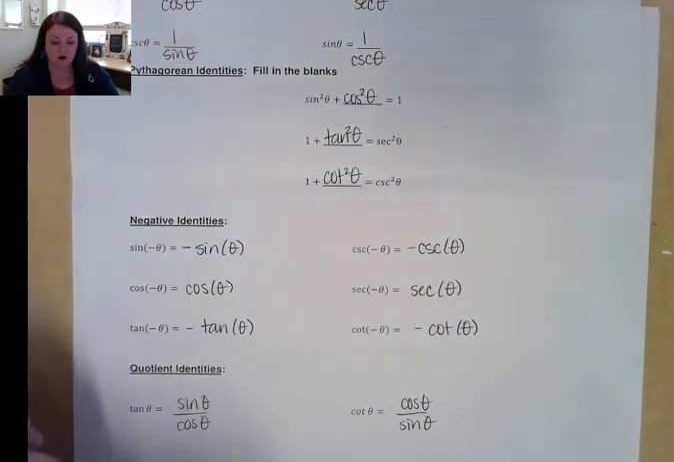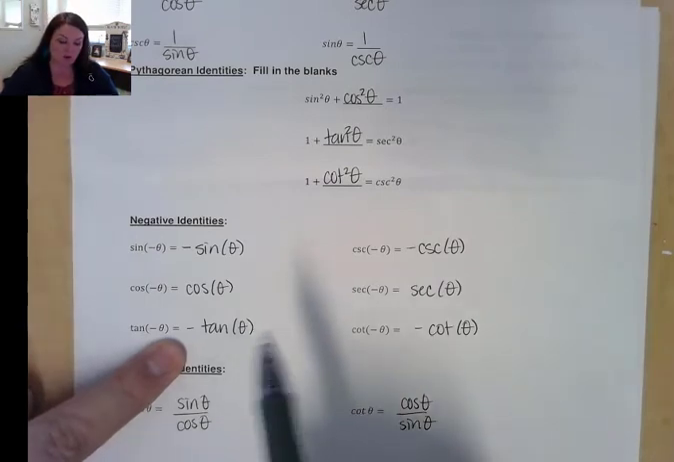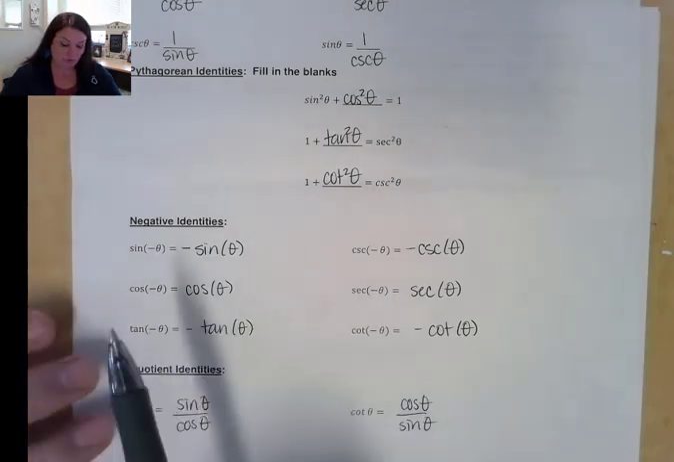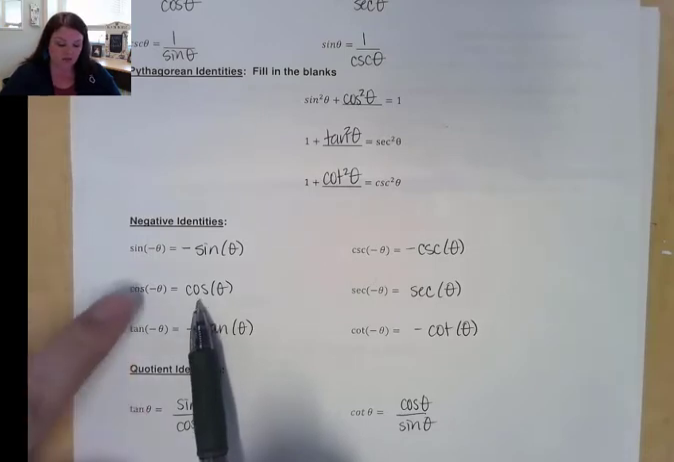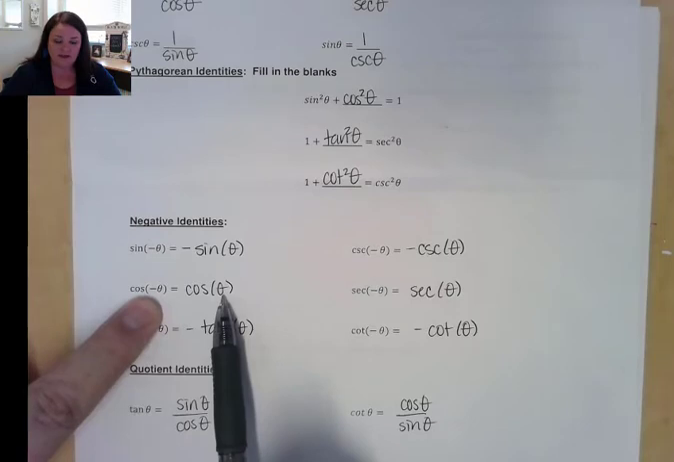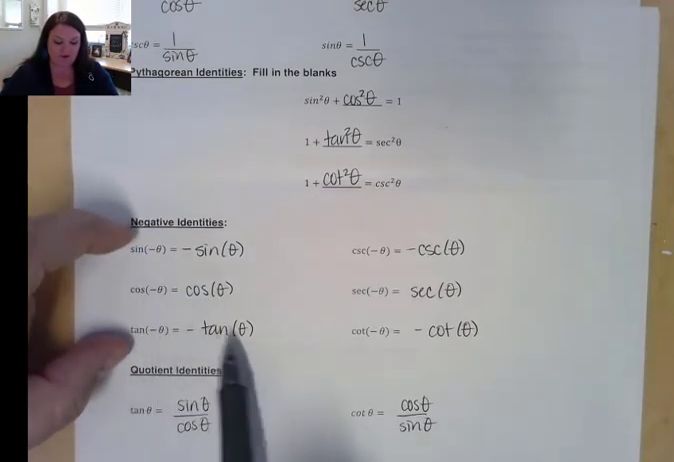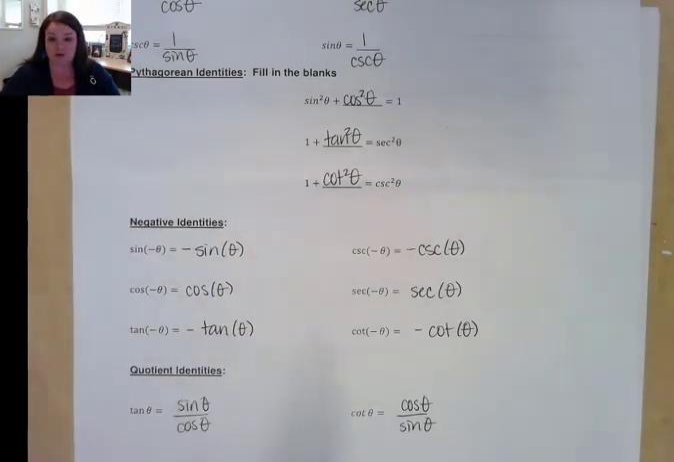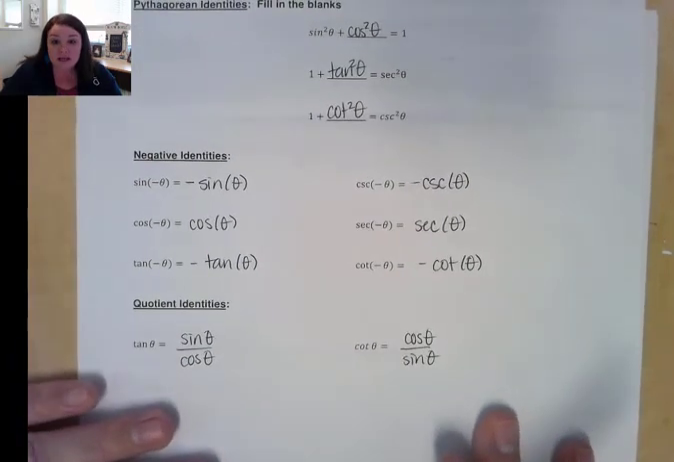Our negative identities, which we will use again today: the only one that doesn't change when we're going from a negative angle to a positive angle is cosine. Cosine of a negative angle is exactly the cosine value of the positive angle. So that one stays the same. Anything else, if you're going from a negative angle to a positive angle, you have to negate the trig function value. Very important.